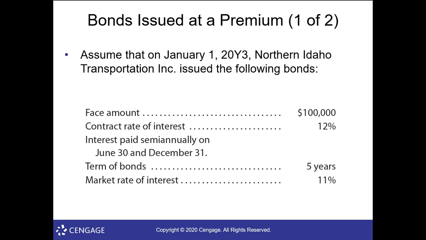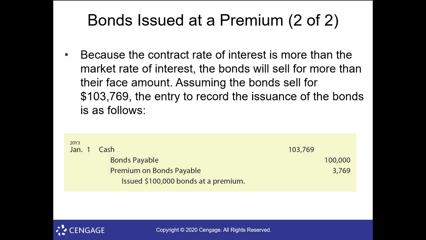All right, what if the bond, same interest, same bond, only the market now only needs 11%? So now you're overpaying the market. They wanted 11, you're paying them 12. So they will give you more up front in cash, and that is the premium on bonds payable, $3,769.